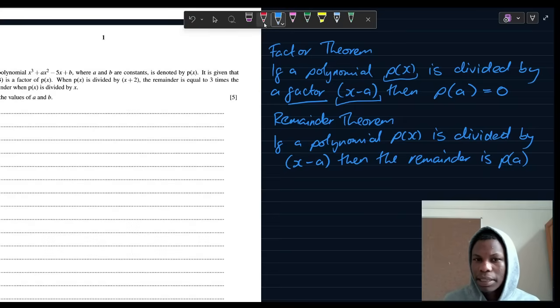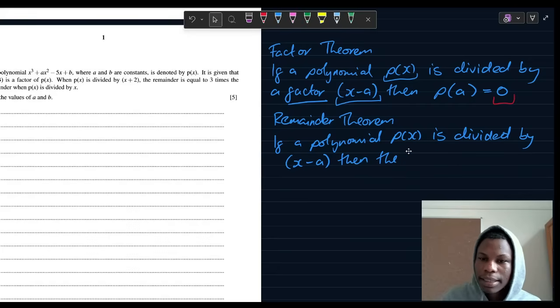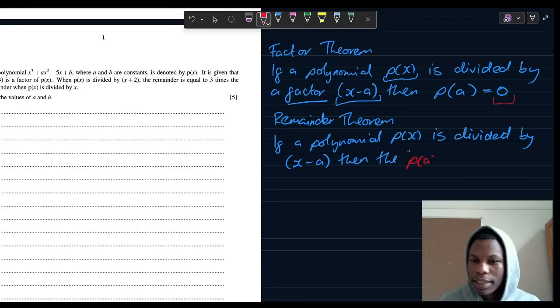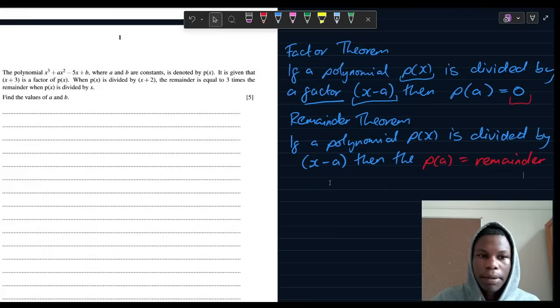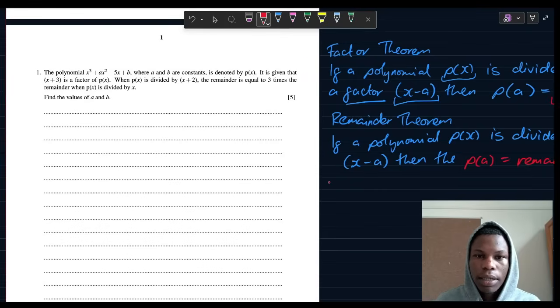So I hope you can see that if you divide p of x by a factor, the remainder has to be 0. In other words, maybe so that it's easier to read, I could have written this: p of a is equal to the remainder. And so the factor theorem just becomes a special case where the remainder is 0. So these are the two ideas we want to use in solving this question here. So keep that in mind.